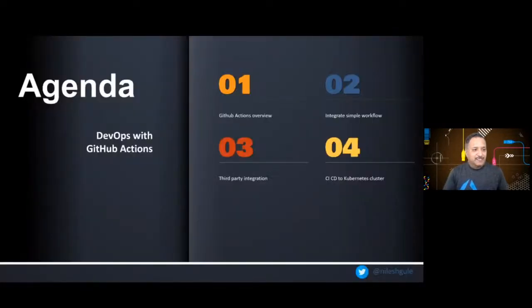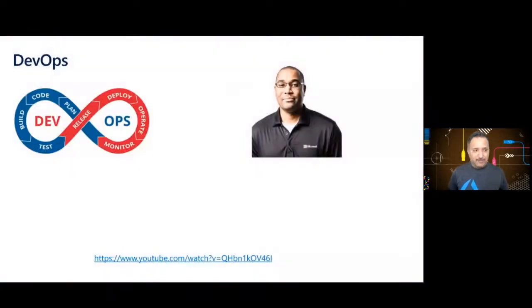Now, coming to today's session, what I'll be covering is how to get started with DevOps with GitHub Actions. We'll have a quick overview of GitHub Actions. Then we will see how to integrate a very simple workflow. Then we will also look at how we can integrate third-party applications using GitHub Actions. And finally, we will go on to CI/CD, doing continuous integration and continuous deployment onto a Kubernetes cluster using GitHub Actions. So let's get started with understanding what DevOps is.